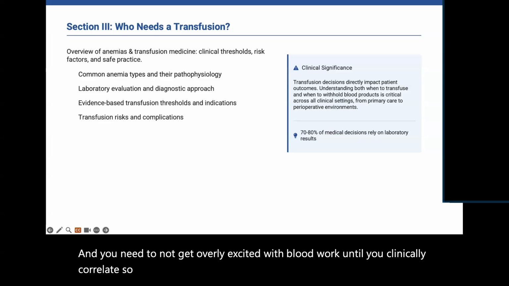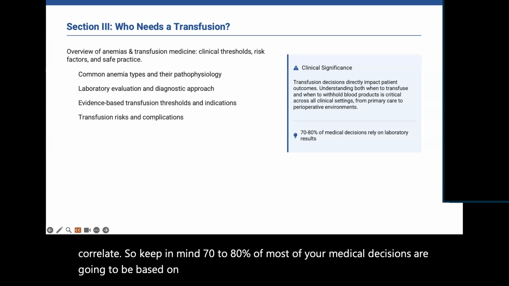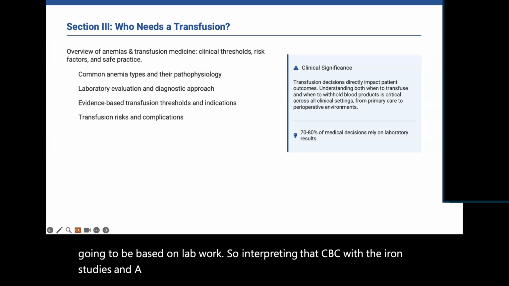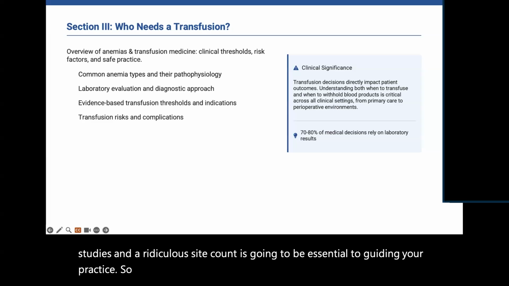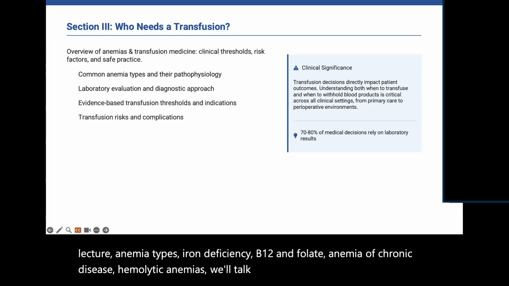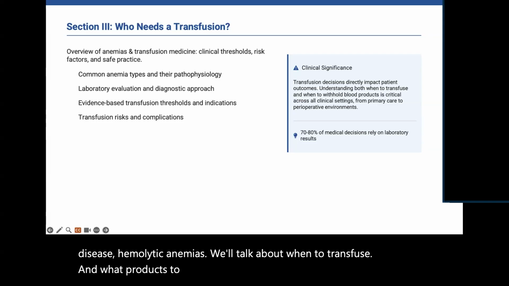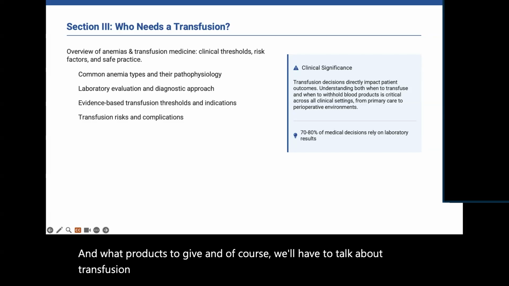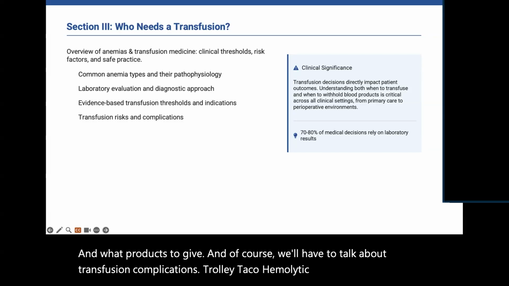So keep in mind, 70 to 80% of most of your medical decisions are going to be based on lab work. So interpreting that CBC with the iron studies and a reticulocyte count is going to be essential to guiding your practice. So we're going to talk about, coming up in this portion of the lecture, anemia types: iron deficiency, B12 and folate, anemia of chronic disease, hemolytic anemias. We'll talk about when to transfuse and what products to give. And of course, we'll have to talk about transfusion complications, TRALI, TACO, hemolytic reactions, etc.